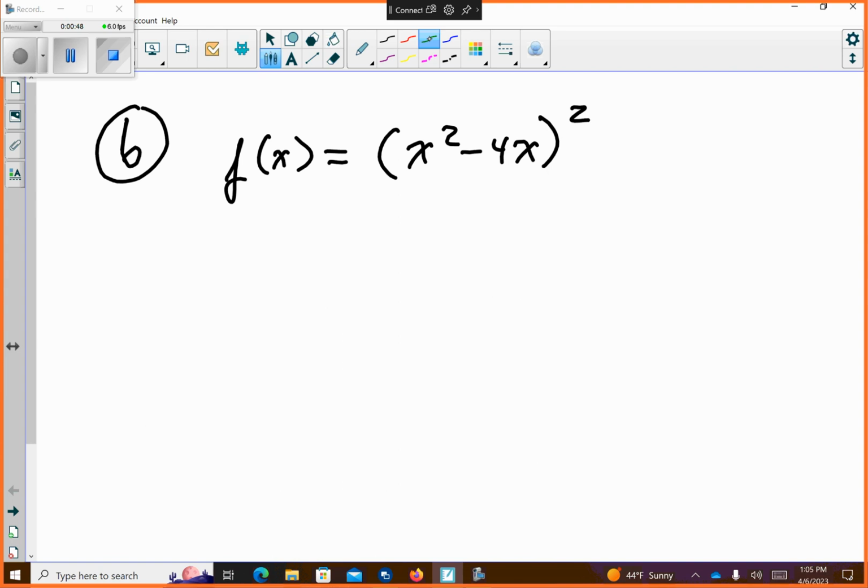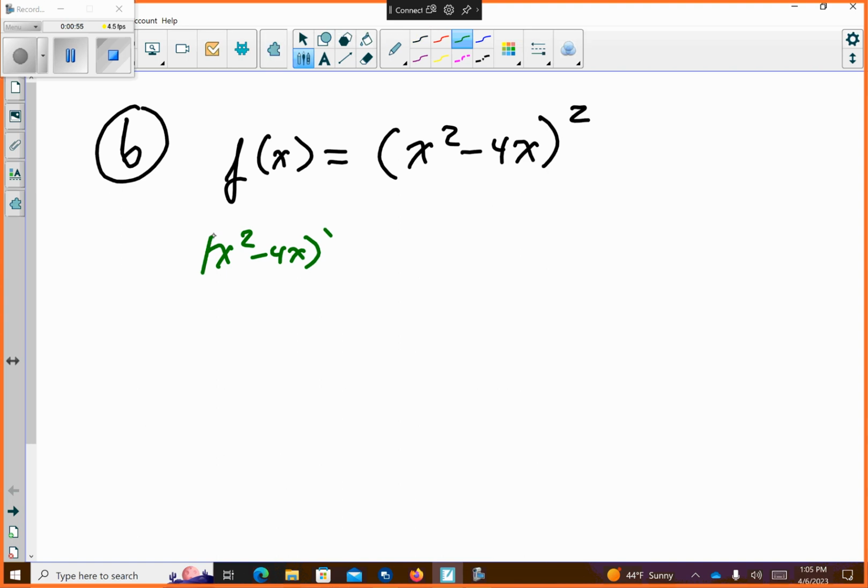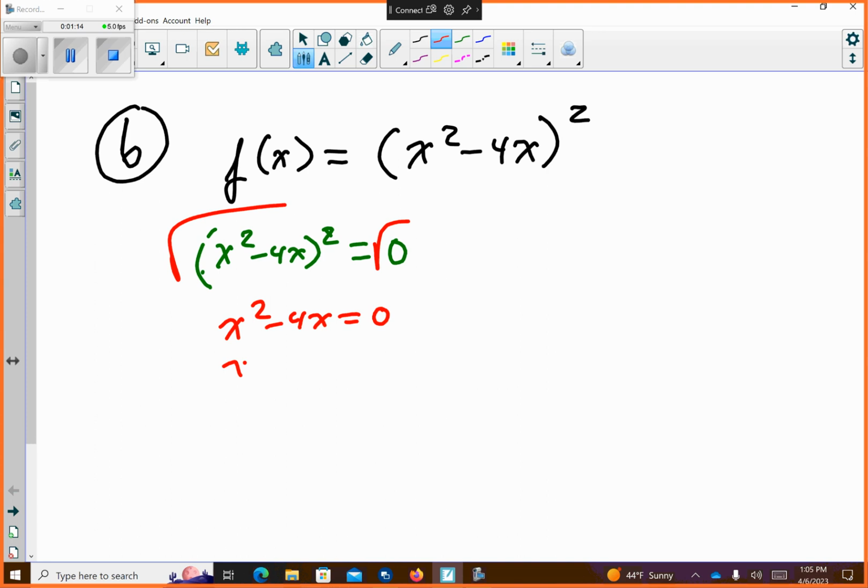All right. So how do I want to approach this problem? I guess first thing I'm going to do is say x squared minus 4x, quantity squared, is equal to 0. So let's get the zeros. Root both sides. Plus or minus of 0 is just 0. So then we can find that x and x minus 4 give me x equals 0 and x equals 4.